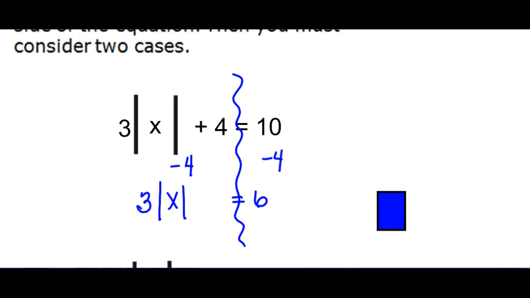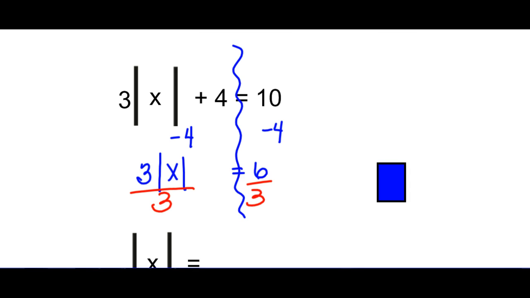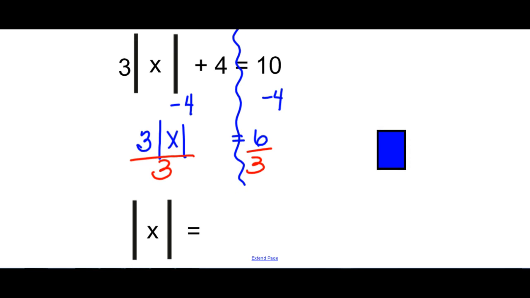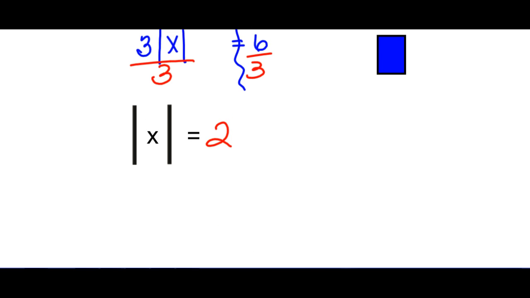Okay? I still have a 3 on the outside of the absolute value signs. So to get rid of that, I'm going to divide by 3, divide this side by 3, and I am left with the absolute value of x is equal to, and in this case, it is a 2. All right? That's the first step. That's what you have to do first. The next thing you want to do is set up the two possible situations.